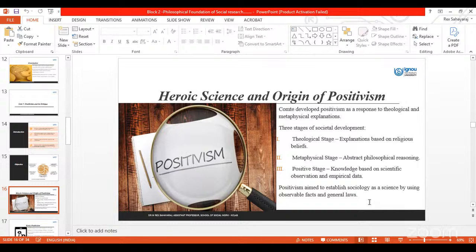The society or individual develops their whole thought process on religious beliefs, right? If you go to a typical tribal community, their thought process, their customs, their values, they explain what is happening in and around them based on their religious beliefs. And when you go to the metaphysical stage, they go to philosophical reasoning, right?